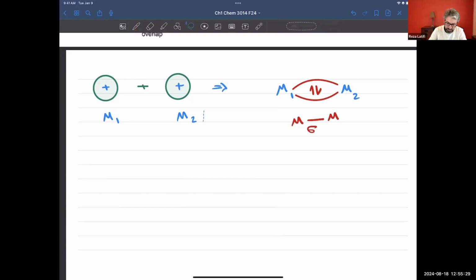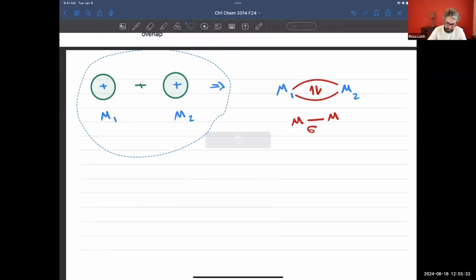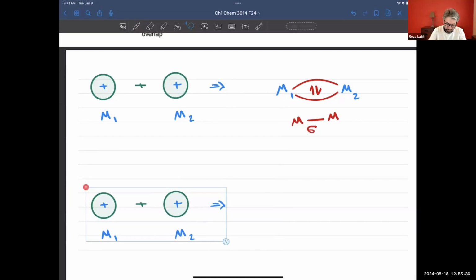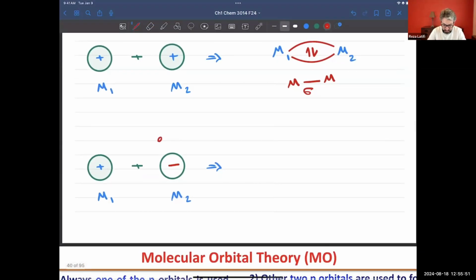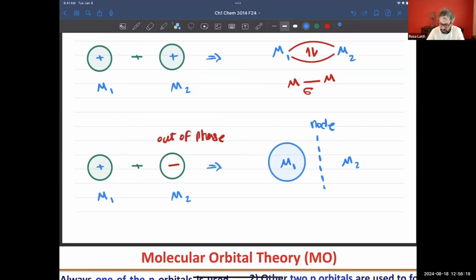Next I'm going to take M1 plus M2, but I will change the phase of the second one. So imagine this time the second one is negative. So we change this one to negative. What do we get if one of them is out of phase? Technically these two are not in phase, and in that case, we say M1 is not attached to M2. There is a node between them. So this is going to be a node. On one side, you can draw it by a circle here.